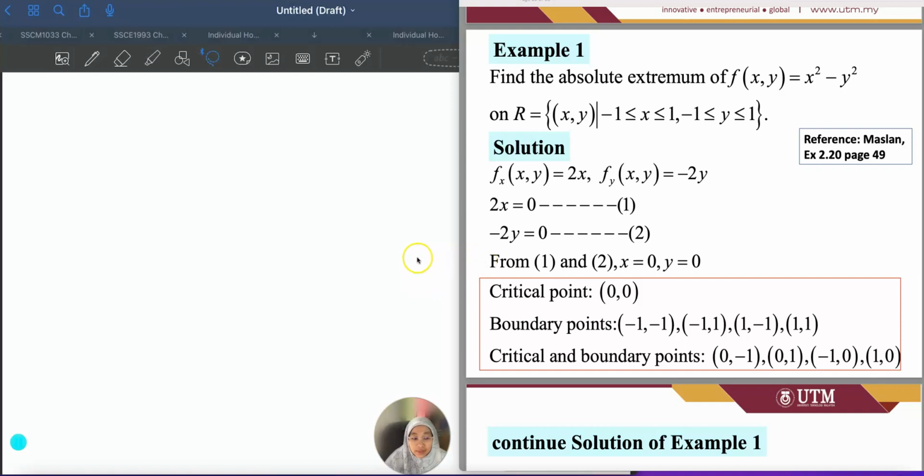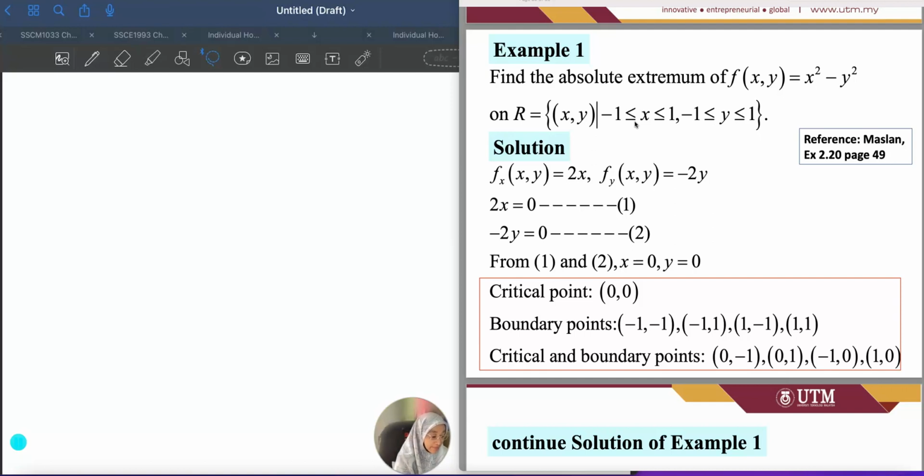Okay, so now we look at example 1. The question here is asking us to find the absolute extremum for the given function on the specific region. You can see here the region is a rectangular region. We just focus on getting the absolute extrema, whether there is a max or min, only inside the square region.